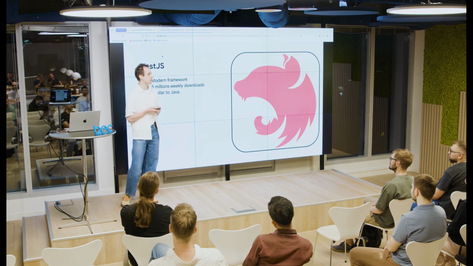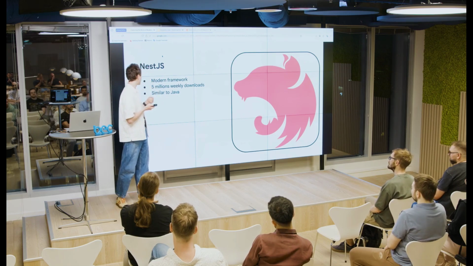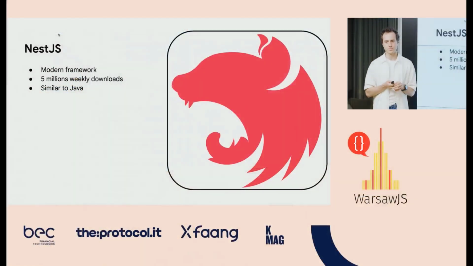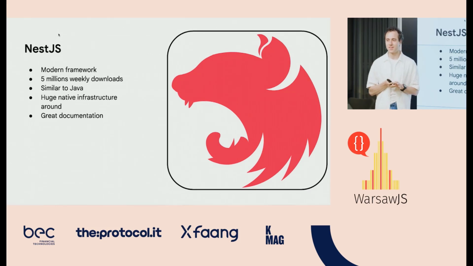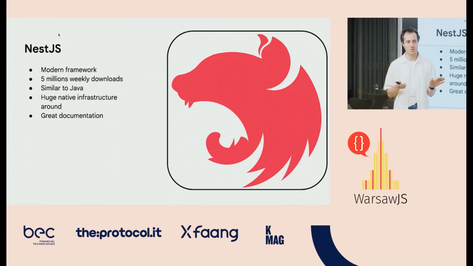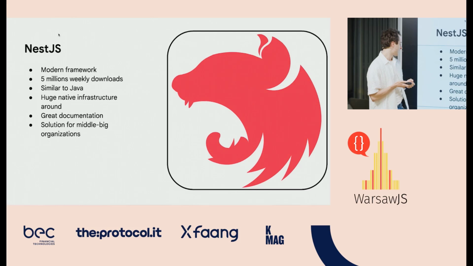And then goes Nest.js. Nest.js has 5 million downloads. It's a very modern framework for backend, and it's similar to Java. So I believe if you have experience with Spring Boot, you would probably go and build it on a Nest.js server. It has a huge infrastructure around it, so everything is created by the Nest engineers. You don't need to care. It has great documentation. If you're trying to build good backends, you can go with Nest. There's almost no way you can do it badly. And it's a solution for middle to big organizations.